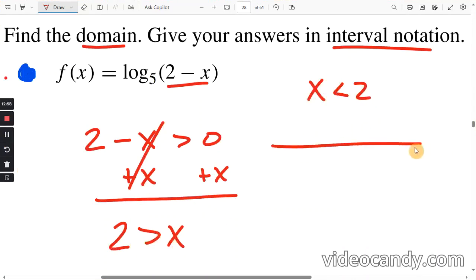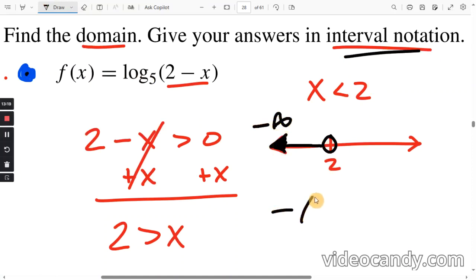On a number line, if you started at 2, you would basically not include the 2 because it's not equals, and it's everything less than 2. So that travels to negative infinity. In interval notation, you start at negative infinity and you run all the way to 2.